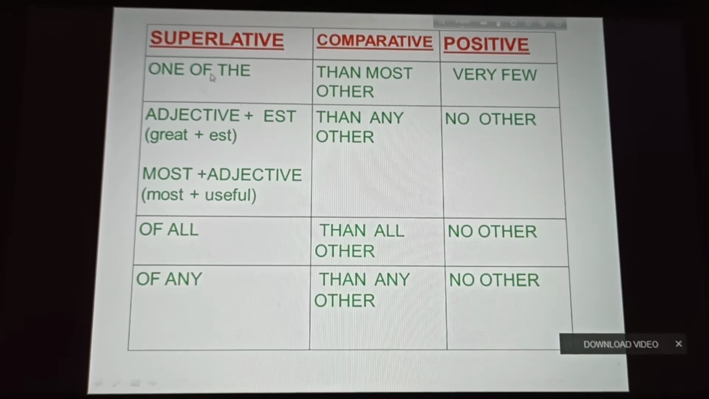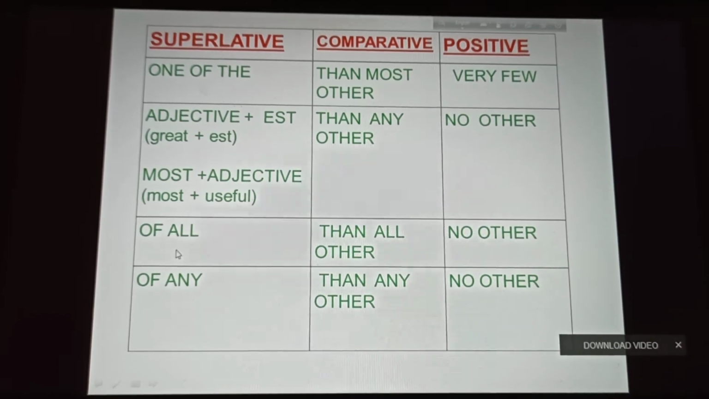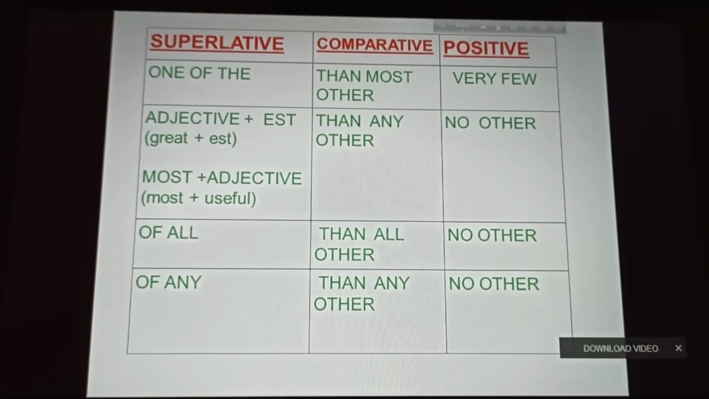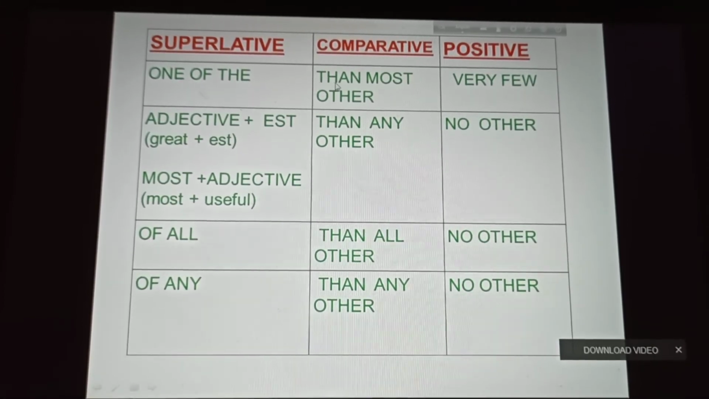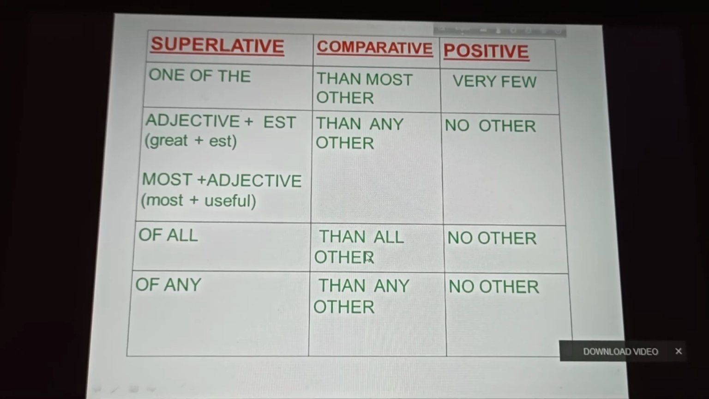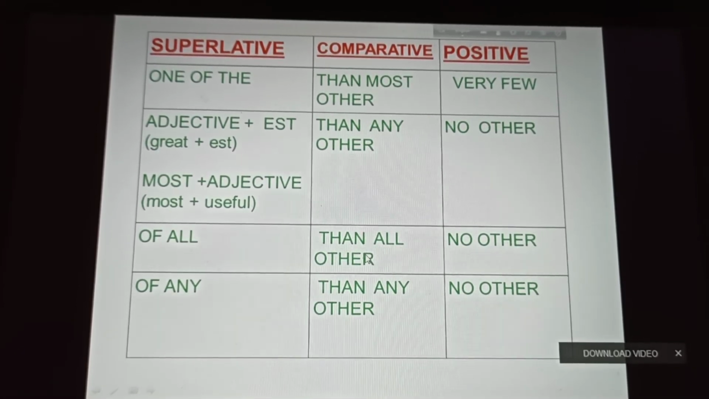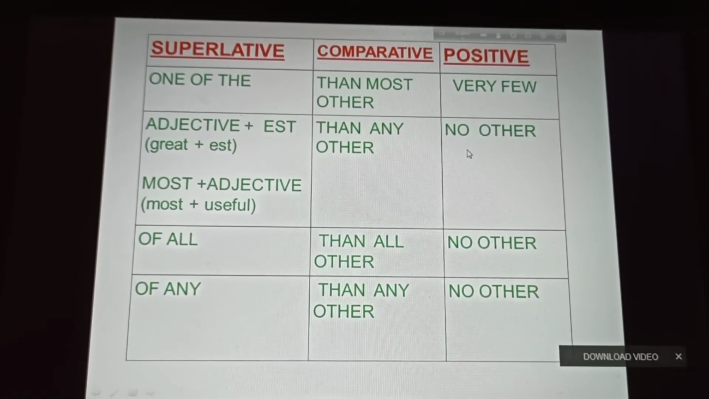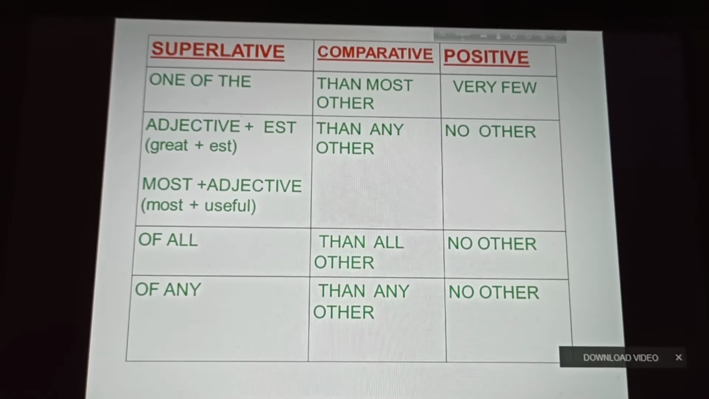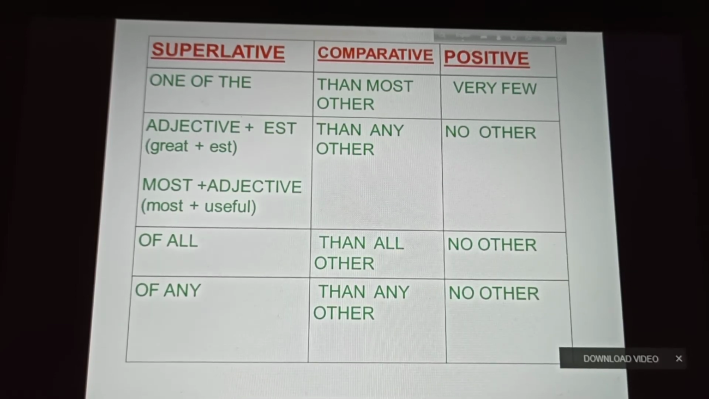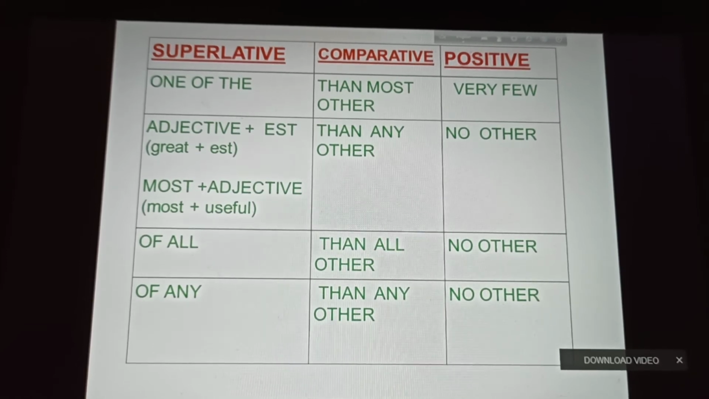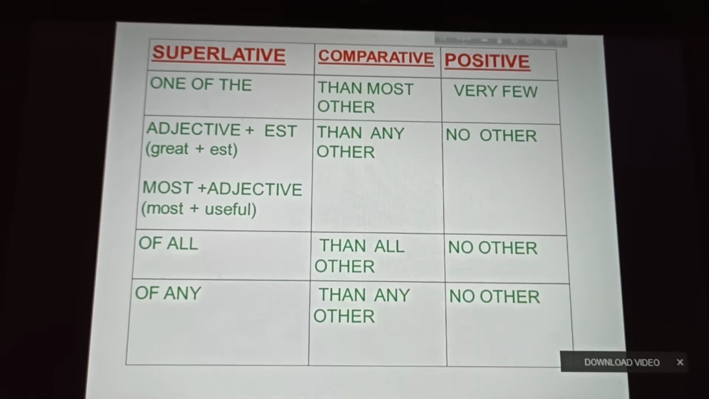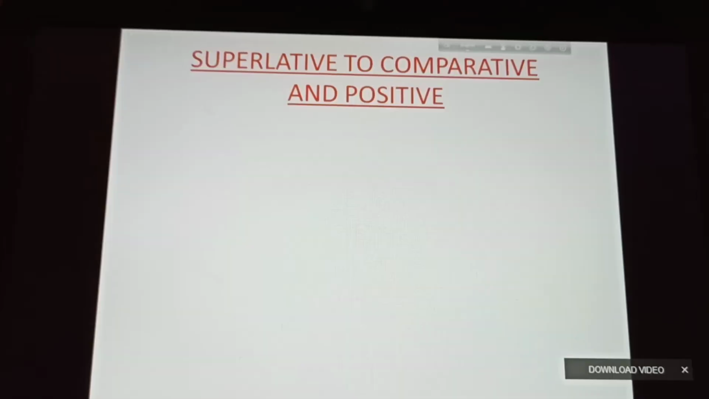Suppose if you see one of the, of all, or any in a sentence, it means it is superlative degree. If you see then most other, then any other, then all other in a sentence, it means this is comparative. If you see very few, no other in a sentence, it means it is positive sentence. In positive sentence, there should be so...as or as...as. You should remember it, dear learners.